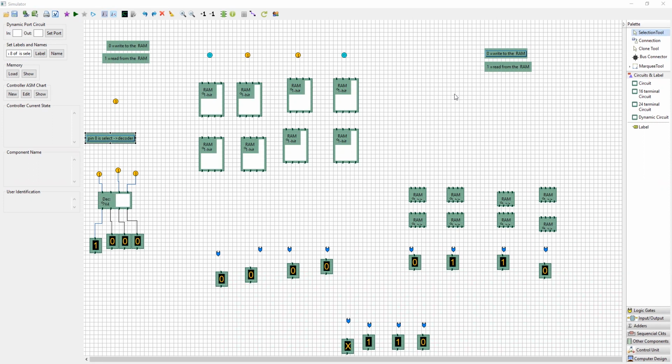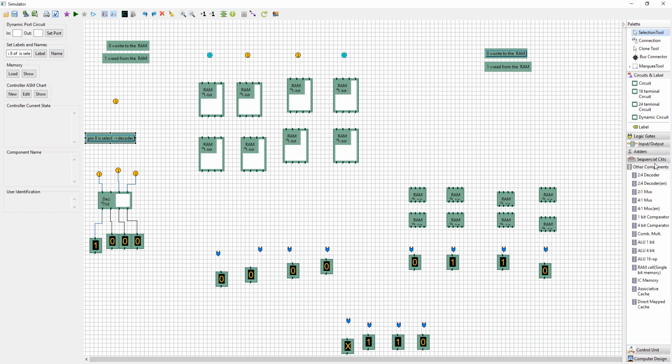Hello everyone. In this video, we will try to understand how to design memory with the help of a single bit RAM cell. Here you can find this single bit RAM cell under other components of the palette. You can observe here RAM cell, single bit RAM. If you take that, you can keep it on the screen.